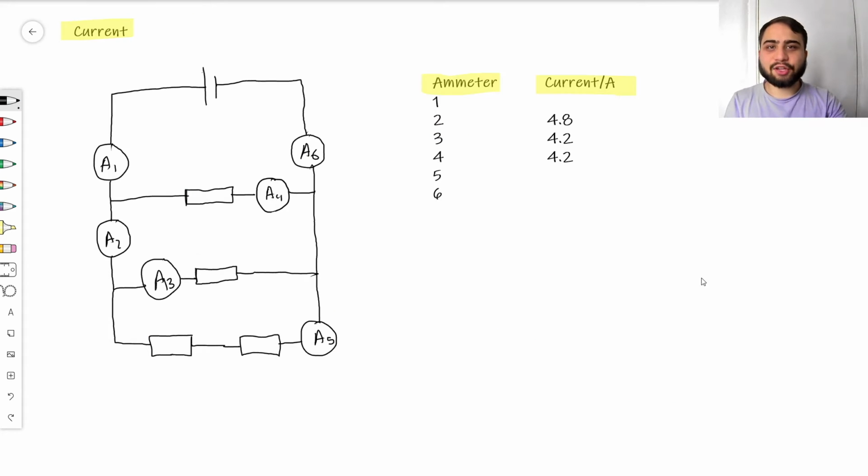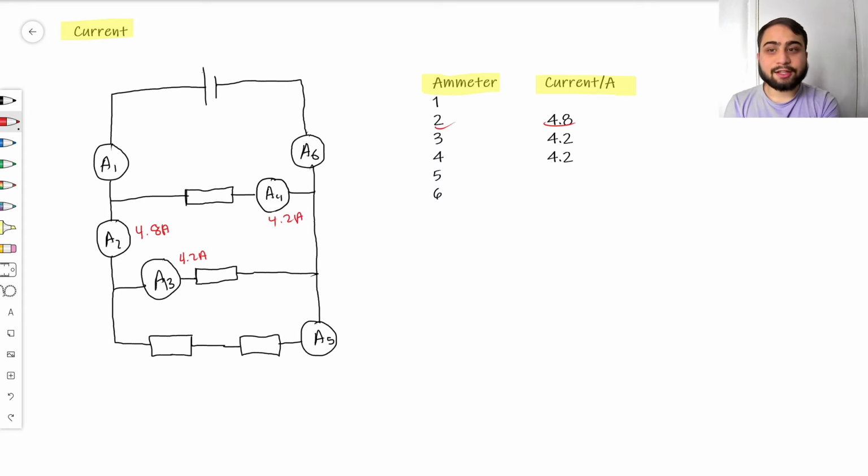Alright, so now let's have a look at what is probably the most complicated example you'll get in your entire GCSE. But if you can tackle this, you can tackle any question. So let's go right into it. Here we have a table full of the numbers of the ammeters and the current flowing through them. To make our life easier, let's label these values on the actual diagram itself. So ammeter 2 is 4.8 amps, so A2 here, 4.8 amps. Ammeters 3 and 4 are both 4.2 amps.